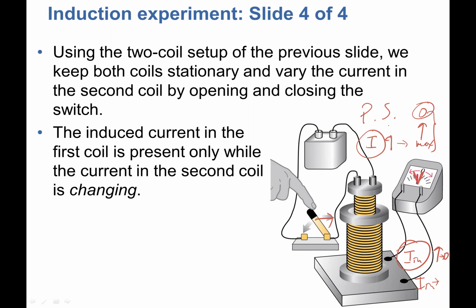But then as soon as the current in the secondary coil goes to zero, the induced current also goes to zero. So that's why this induced current is present only when the second coil has a changing current. You can see the pattern: there has to be some kind of changing current, a changing magnetic field, for the induced current to occur. That means the primary coil only has current running when something changes through that primary coil. All right.